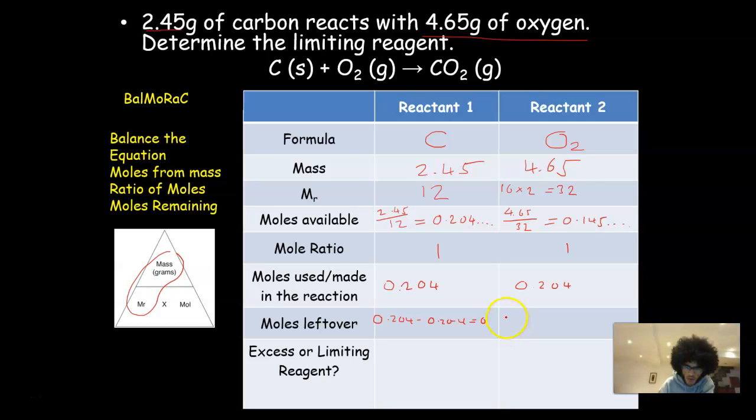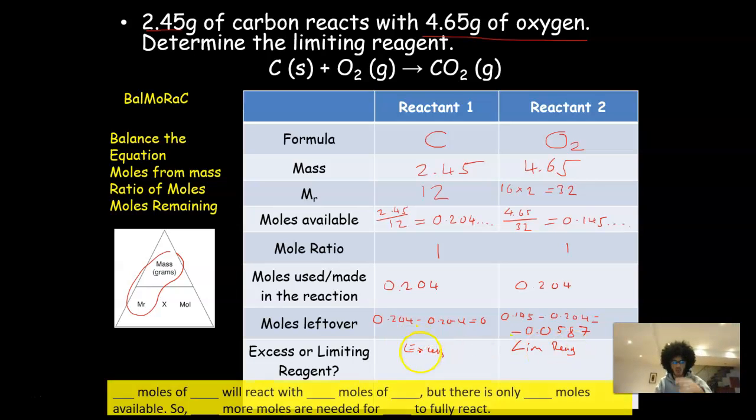Now on this side it's slightly different because you started with 0.145 but you need 0.204. So if I take away the 2, and I'm using approximate numbers in this, 0.145 take away 0.204 gives me negative 0.0587, rounding to 3 significant figures. Now if you look at that, there's clearly not enough of the oxygen to react with all the carbon. So this is the limiting reagent. This is in excess.